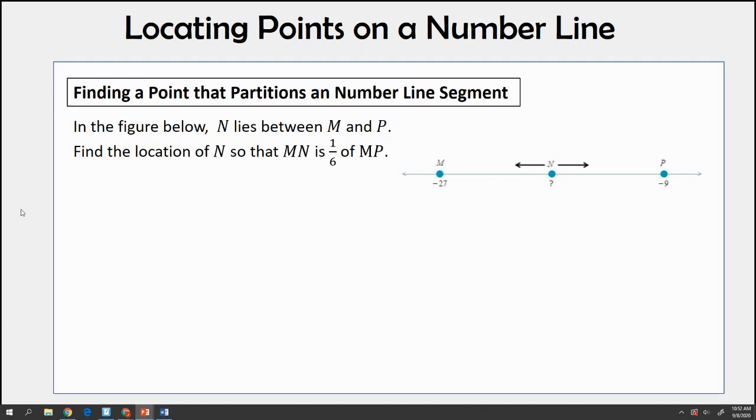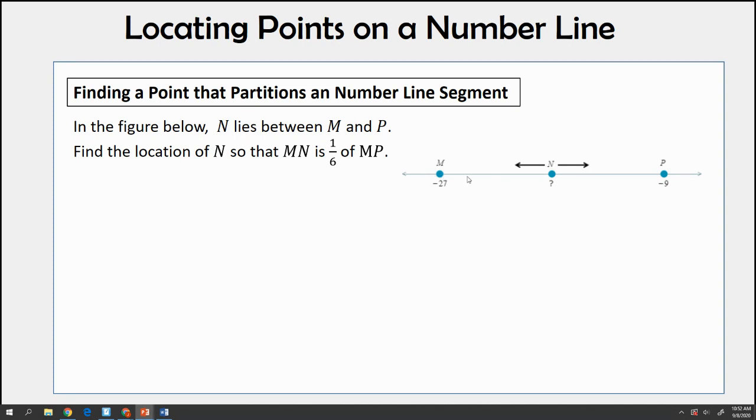All right, next kind of question is when we have to partition a segment on a number line. So let's talk about what this says here. It says in the figure below, or to the right here, n lies between m and p. So m is at negative 27, p is at negative 9, and we know n is somewhere between these two. Our job is to locate n so that it is 1/6 of the distance from m to p.